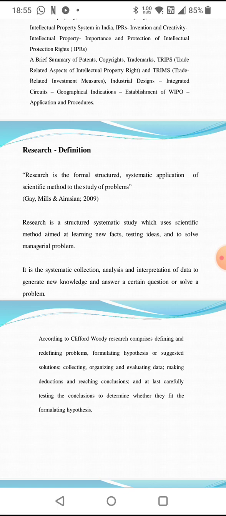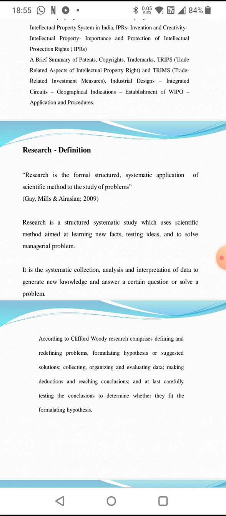It is a systematic study, which again uses scientific method aimed at learning new facts, whether testing ideas or solving a managerial problem or any of the issues, right? You can put it in other words: it is a systematic collection, analysis and interpretation of data to generate new knowledge and answer a certain question or solve a problem. So this is how the meaning of research is defined or conceptualized.